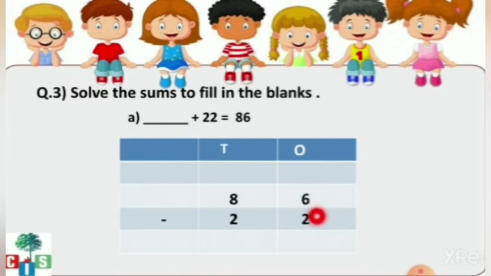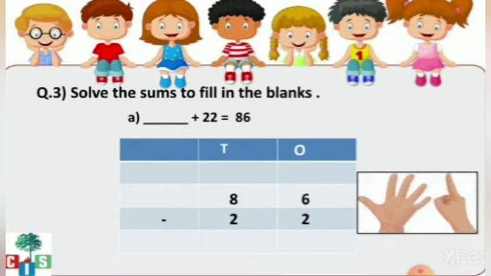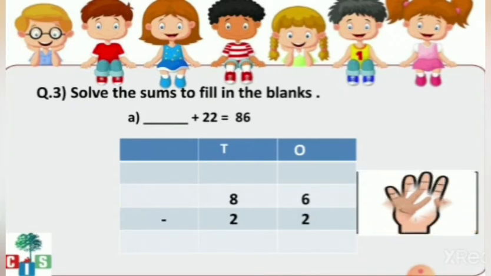Okay. Now let's start from ones column. 6 minus 2. So how many fingers you will open? 6 fingers and close 2 fingers and see how many fingers are still open. So close your 2 fingers. How many fingers are open? 4. So write 4 in ones column. The answer is 4.